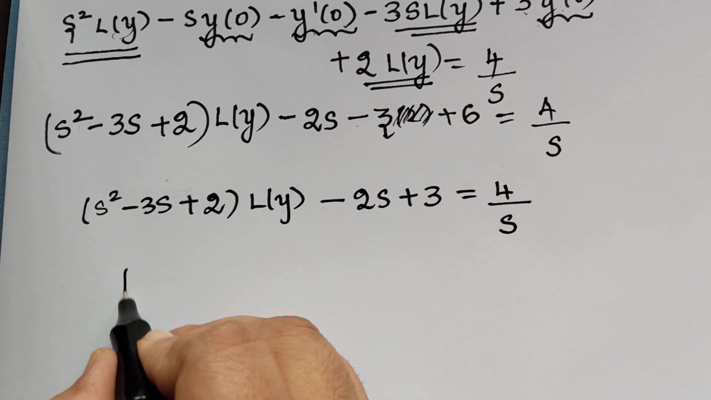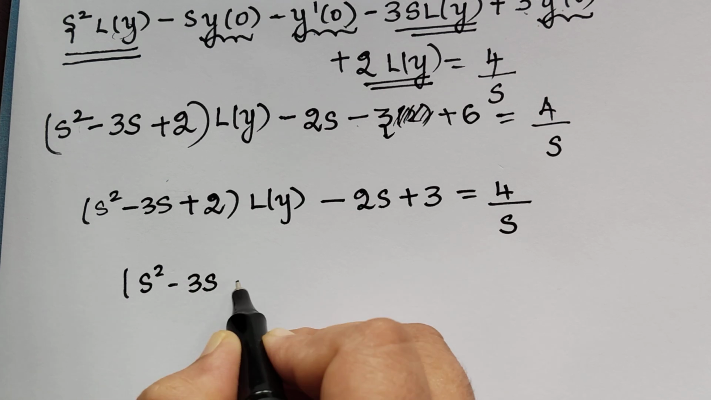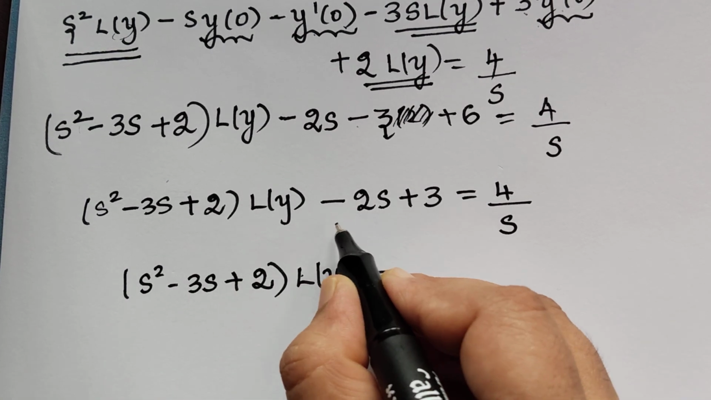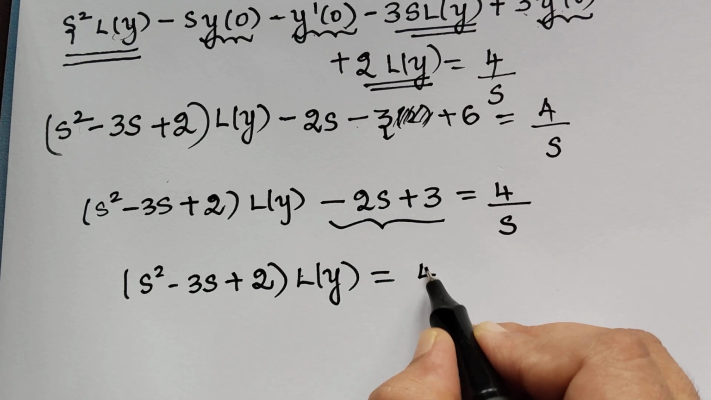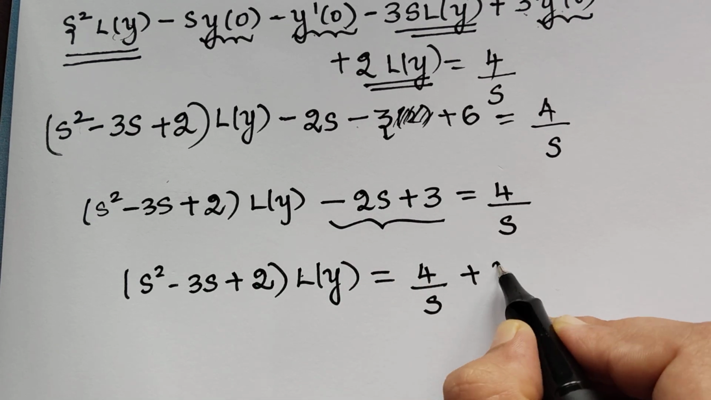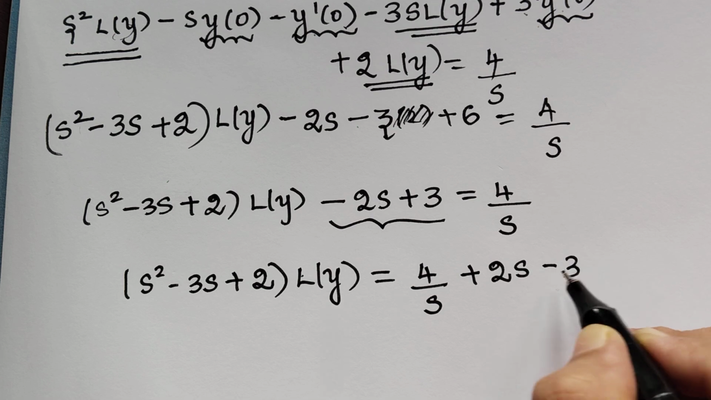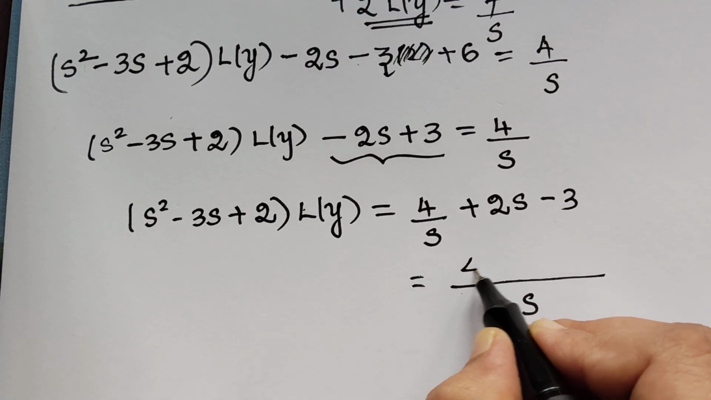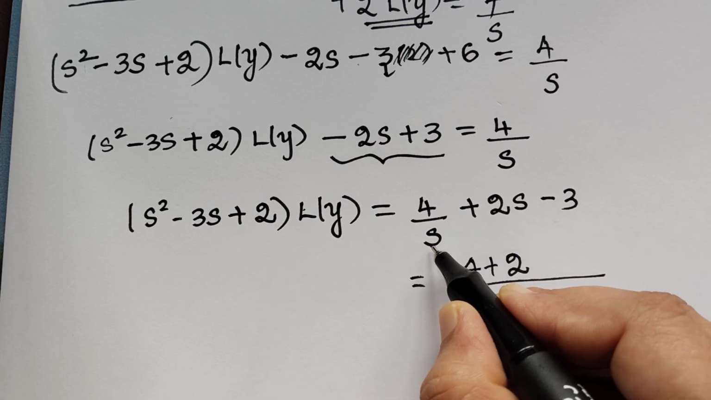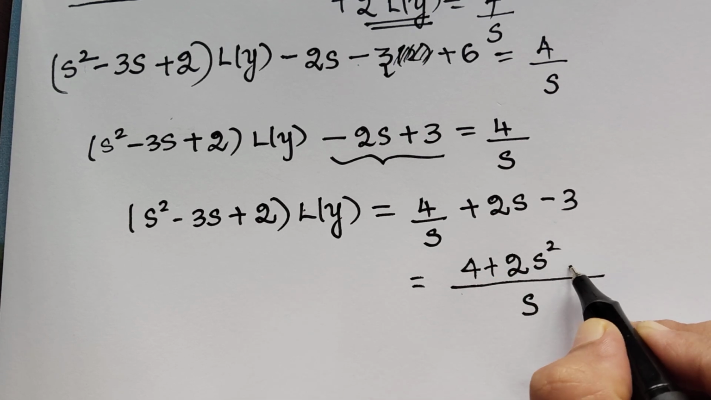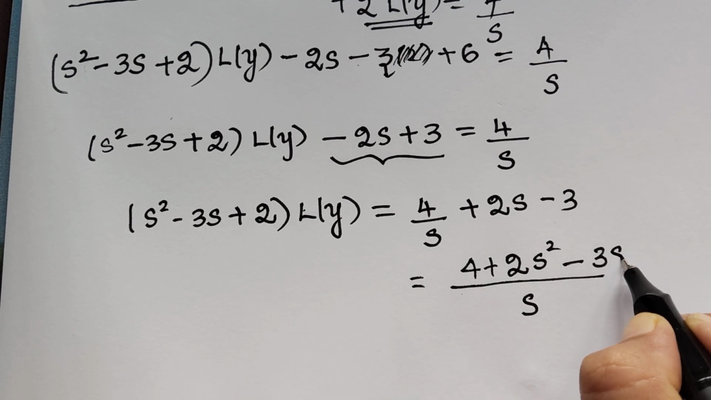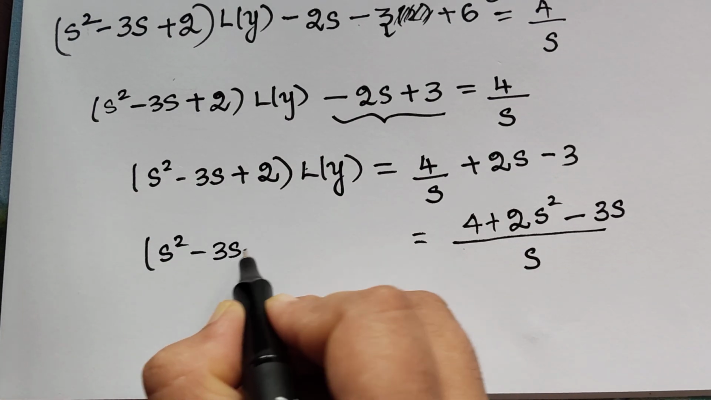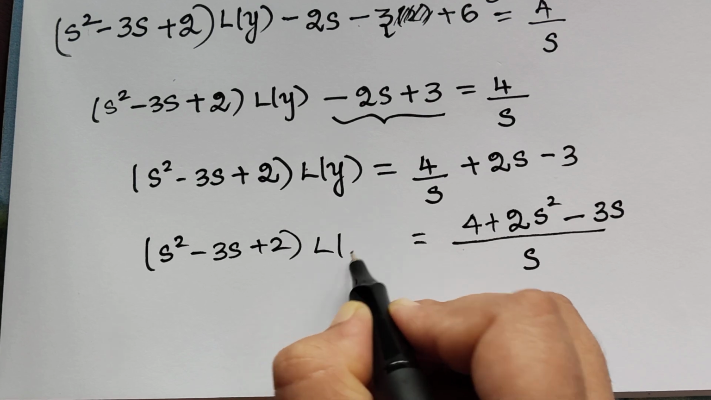Now (s squared minus 3s plus 2) multiplied with L of y is equal to, taking these two terms to the right, 4 by s plus 2s minus 3. Taking the LCM on the right, we will have the LCM as s, so it will be 4 plus 2 cross multiply s squared minus 3s, and on the left we have s squared minus 3s plus 2 multiplied with L of y.